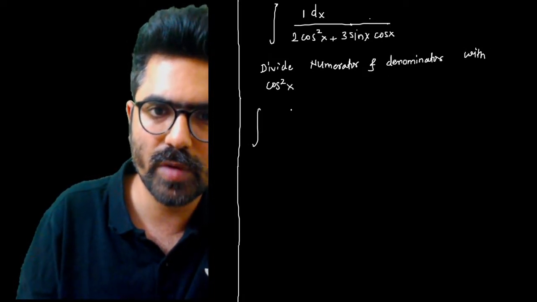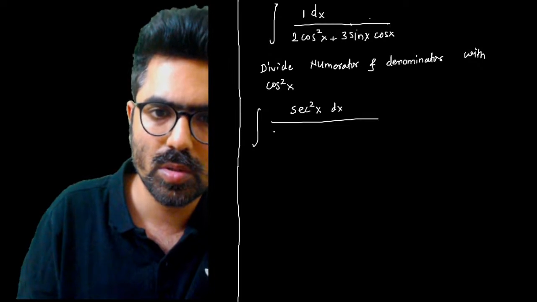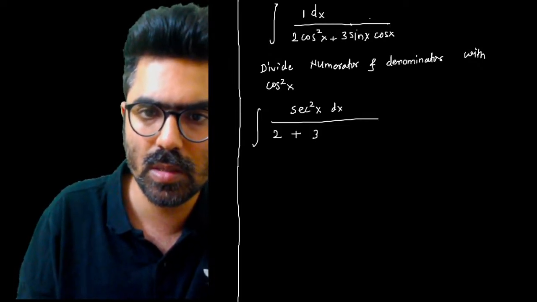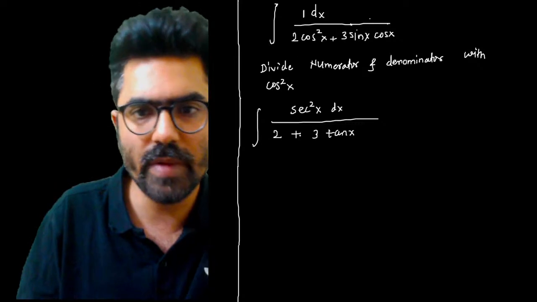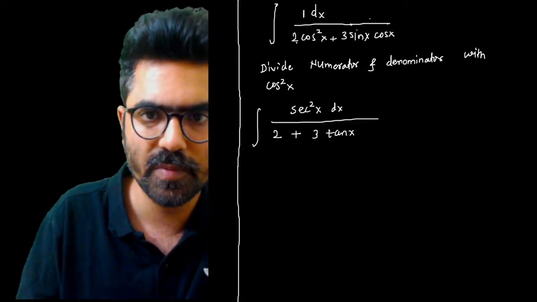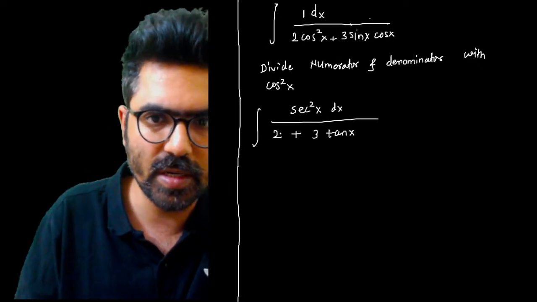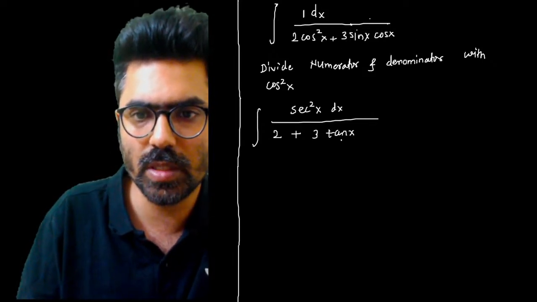Okay, so 1 upon cos square x is sec square x dx. In the denominator, 2 cos square x upon cos square x is 2, and 3 sin x upon cos square x will be tan x. Now this becomes a very easy one. When you divide numerator and denominator by cos square x, 1 upon cos square x is sec square x, and 2 cos square x divided by cos square x gets cancelled, so it is 2. And 3 sin x by cos x upon cos square x is 3 tan x.